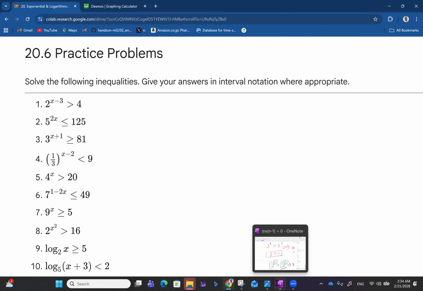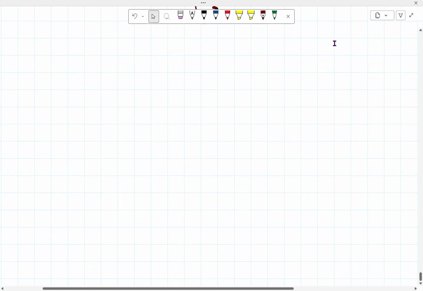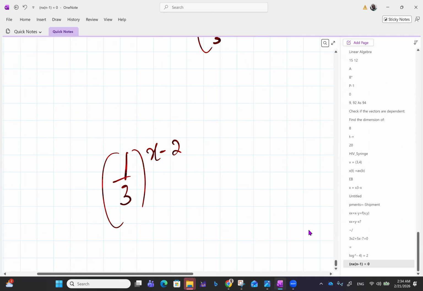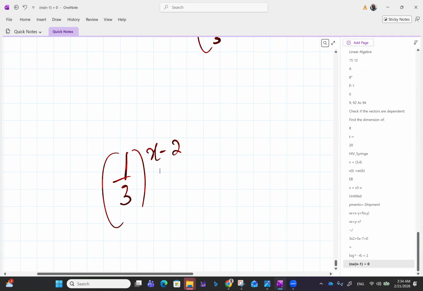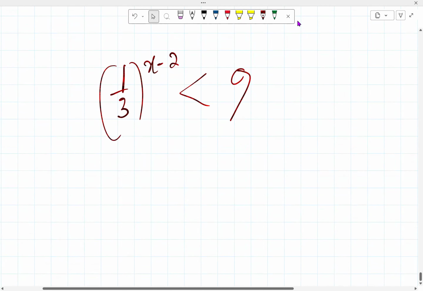Yeah. Question 4, 1 over 3 raised by x minus 2 less than 9. Okay, less than 9. So what can we do here? Well, it's not 1 over 3 on both sides. So we can try to do this. We know this will now be 3.